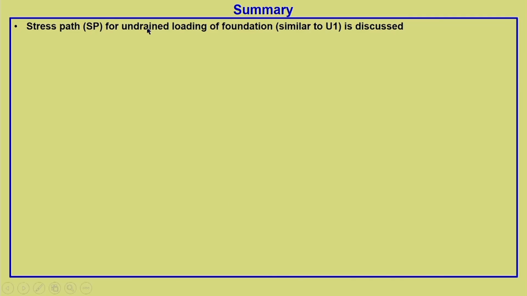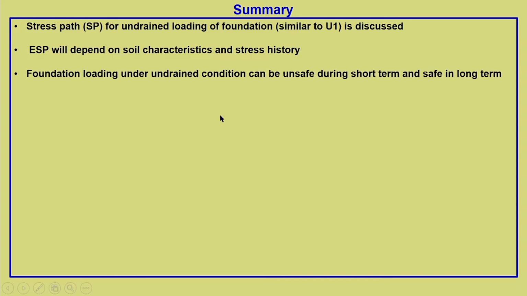Now, let us try to summarize what we have learnt in this particular lecture. The stress path for undrained loading of foundation, which is similar to U1, is discussed. Effective stress path will depend on soil characteristics and stress history, which we have already seen in a couple of examples before. Foundation loading under undrained condition can be unsafe in the short term, and it becomes safe in the long term. We have very clearly seen how the stress path departs away from the failure line.